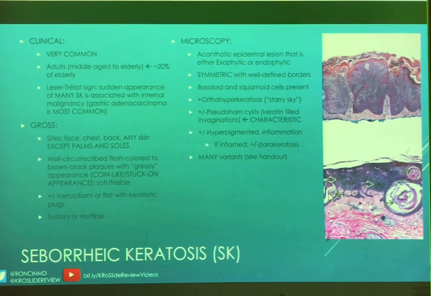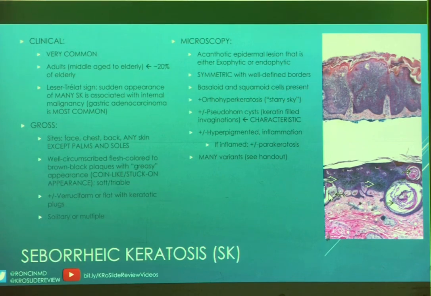Okay, so remember when we were talking about dermatoses and rashes, we said you want to pay attention to what doesn't occur on the face, what doesn't occur on palms and soles. Well, these don't occur on the palms and soles as well. And they are well-circumscribed, flesh-colored to brown-black plaques with that greasy, coin-like, stuck-on appearance. They are very soft and friable. They may or may not be verruciform or wart-like, and they can also be flat with keratotic plugs. Okay, and again, they can be solitary or multiple.